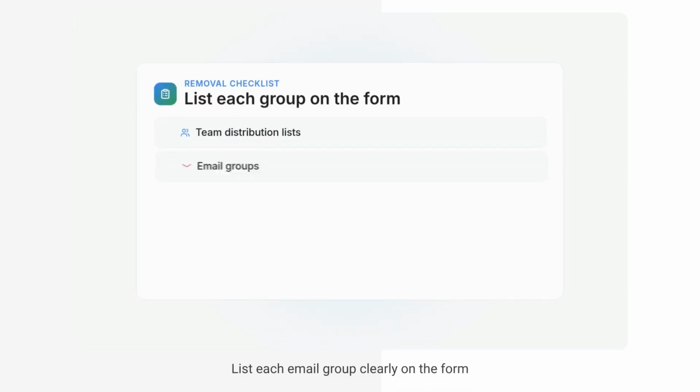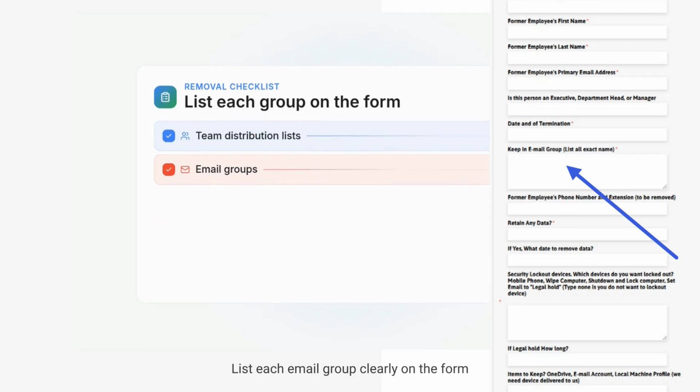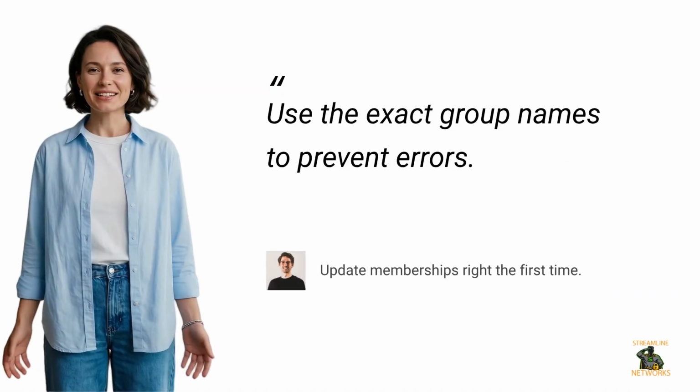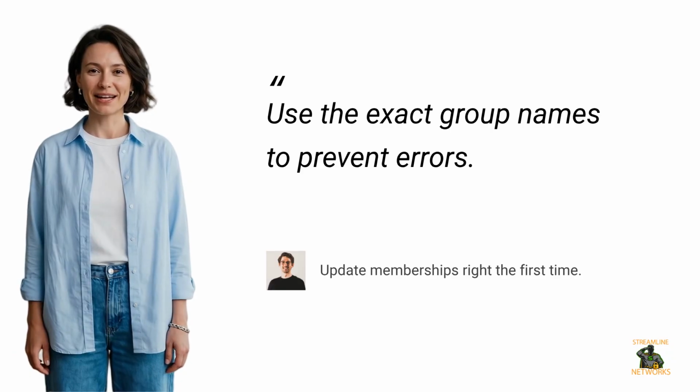If the user is being converted to a shared mailbox, they will be removed from all email groups and distribution lists by default. If any group membership should be retained, please list each group clearly on the form. Use the exact group names. That helps prevent errors and make sure the right memberships are updated the first time.